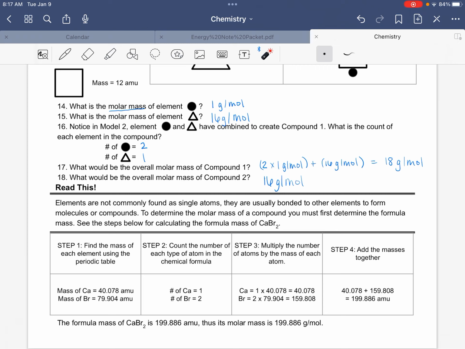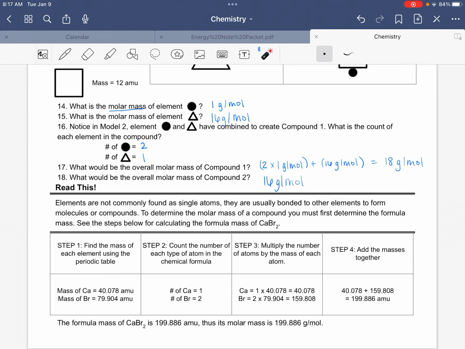Then we're going to multiply the number of the atoms by the mass of each atom. So I have 1 mole or 1 atom of my calcium. It's just going to stay the same mass that we had before. And then I have 2 moles of my 79.904. When I multiply that together, I get that.